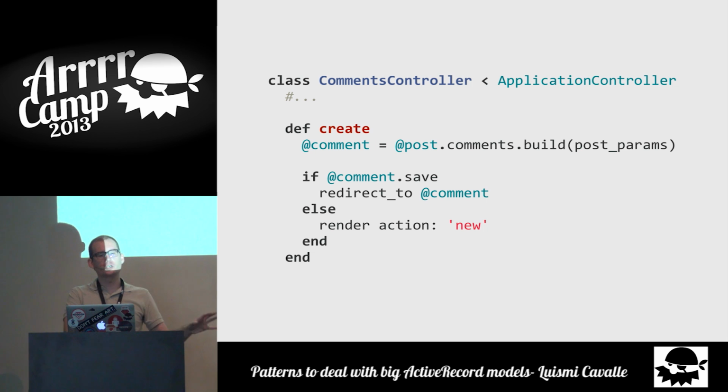You know, the ideal controller would always look like this. You just find the model and then try to save it, and depending on the outcome of the save, you would do one thing or something else. And any other logic necessary, including things like sending notification to users, posting to external services, and so on, should be moved to the model. And for that, we would normally use callbacks, right?